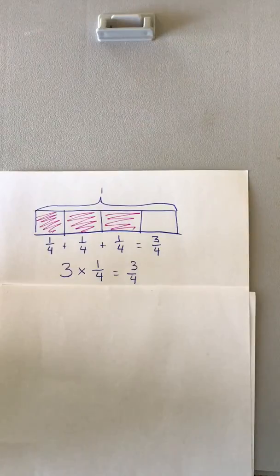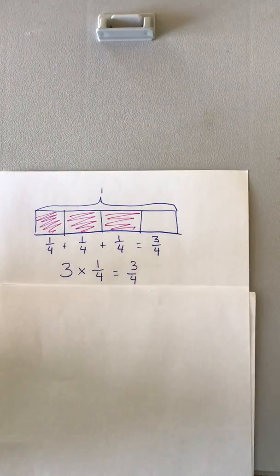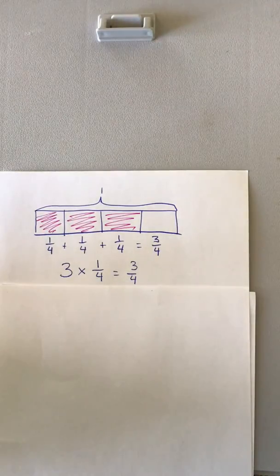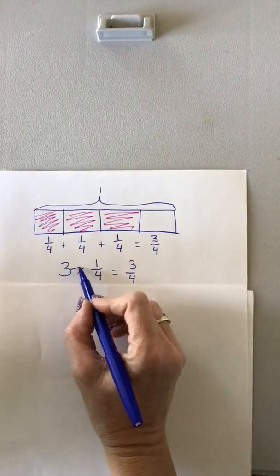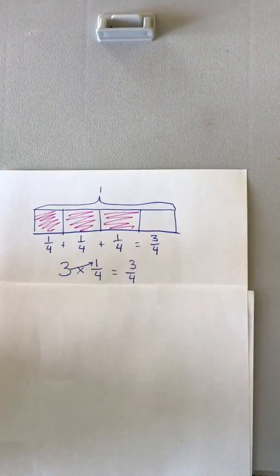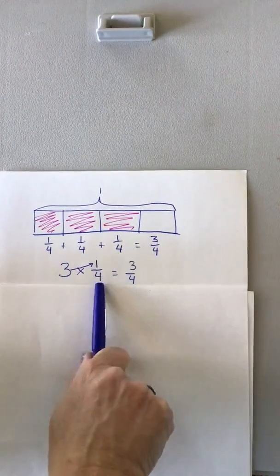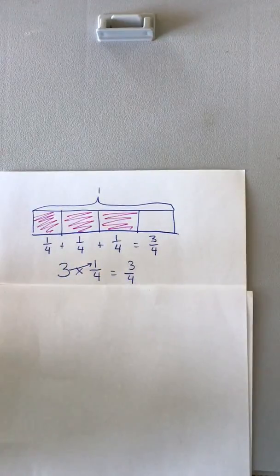Whoa, that is so much easier, isn't it, boys and girls? Instead of going 1/4 plus 1/4 plus 1/4 equals 3/4, there's 3 of them, so let's use our multiplication skills. 3 times 1/4 equals 3/4. Notice that I'm only multiplying the numerator, the number of parts. The denominator doesn't change.